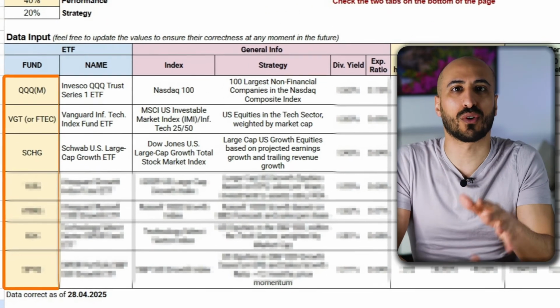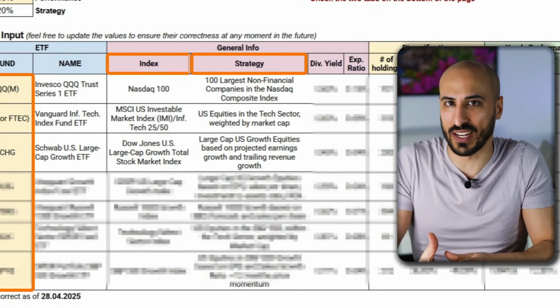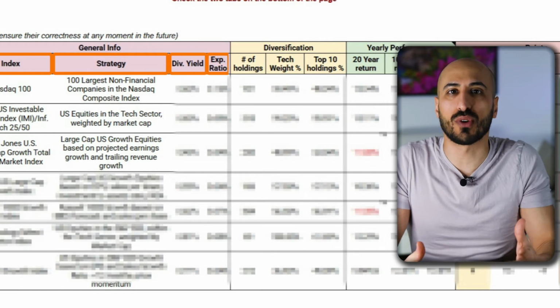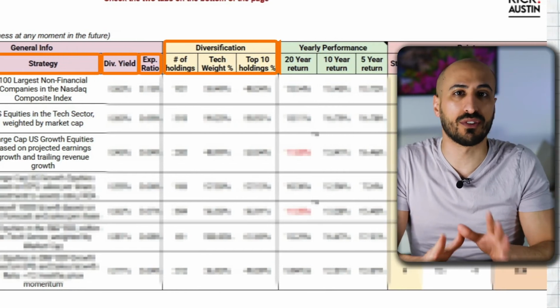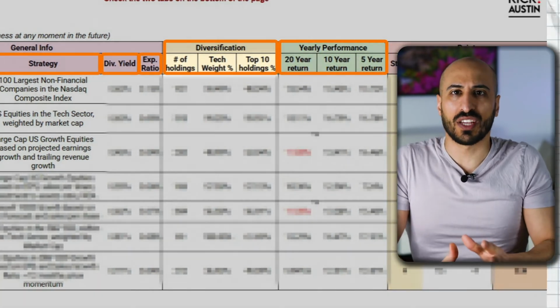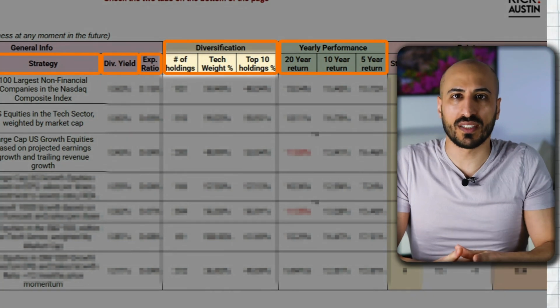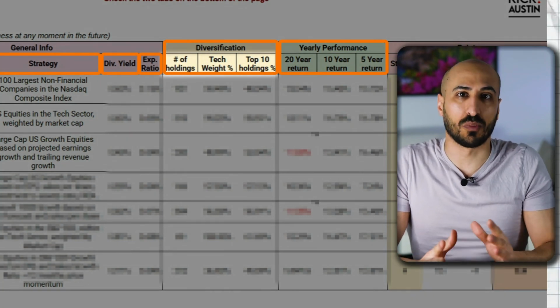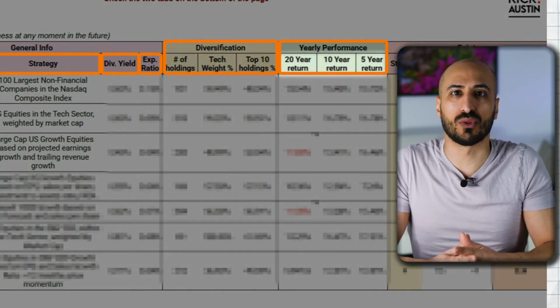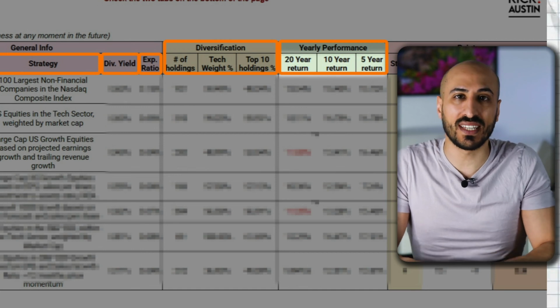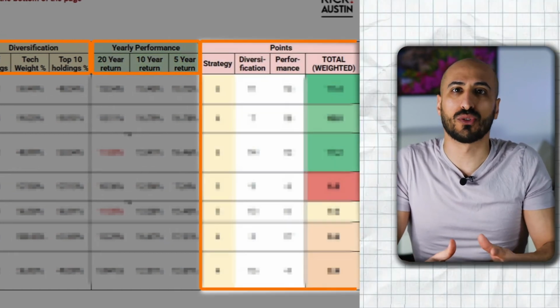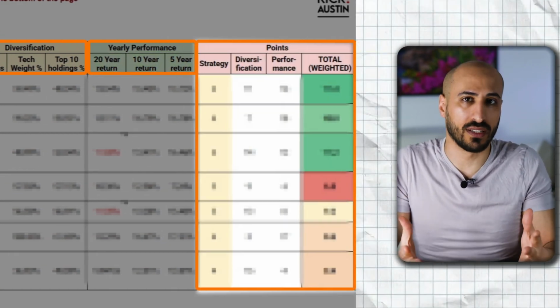For every ETF, we're going to compare the strategy and the underlying index, the dividend yield, the expense ratio, and above all, we're going to focus on diversification and performance. For diversification, we're going to focus on the number of holdings, the weight of the tech sector, and the top 10 holdings, while for performance, we're going to see the performance of the last 20, 10, and 5 years. In the end, we're going to weigh these factors and come out with a grade, or a number of points, for each ETF. And by the way, I also compared other famous growth ETFs, but I'll show you those results at the end of the video.